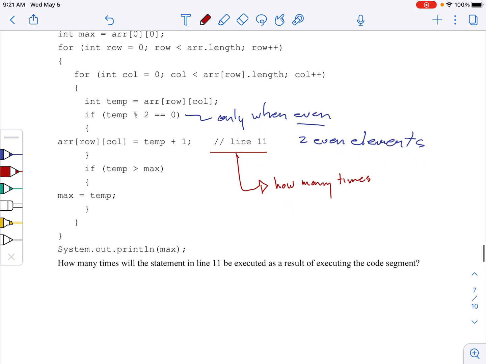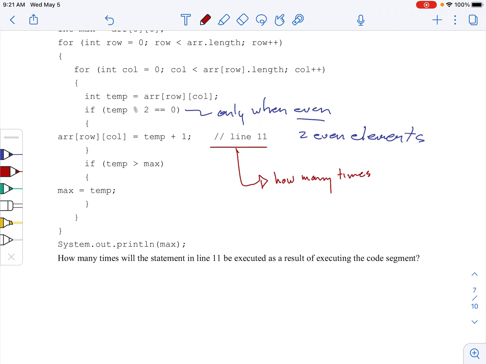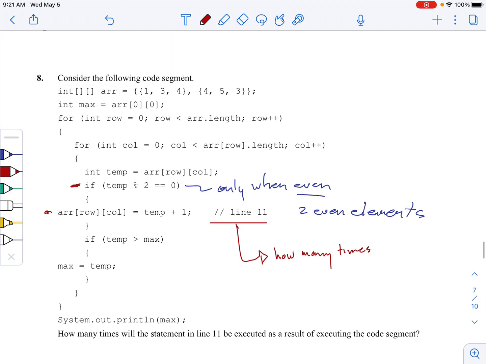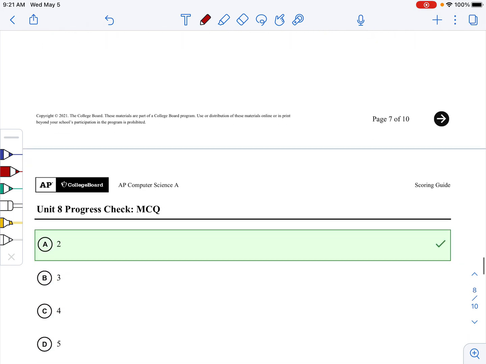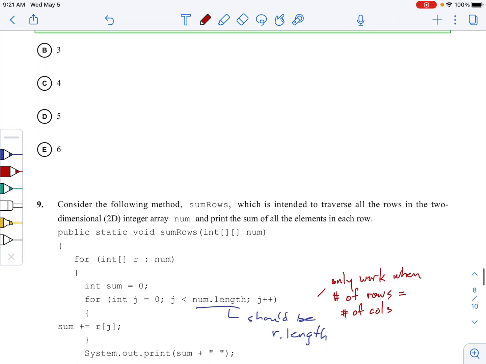Number 8, also a little bit of a translation thing. This if statement says temp has got to be even for this line to execute, and if you look at that array, there's only 2 even numbers. So line 11 executes twice, which was the question. So that's A in number 8.